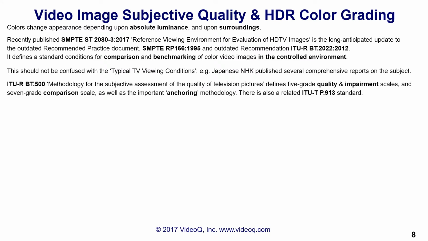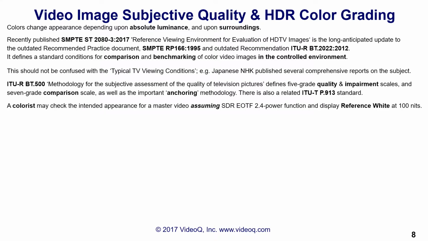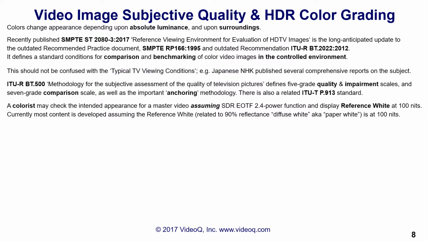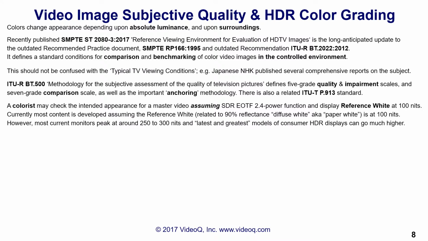The ITU-R BT.500 standard defines very important international 5-grade quality and impairment scales and a 7-grade comparison scale, as well as the important anchoring methodology. It's a well-known fact that HDR images and color grading procedures which are suitable for a home theater are often not suitable for a living room.